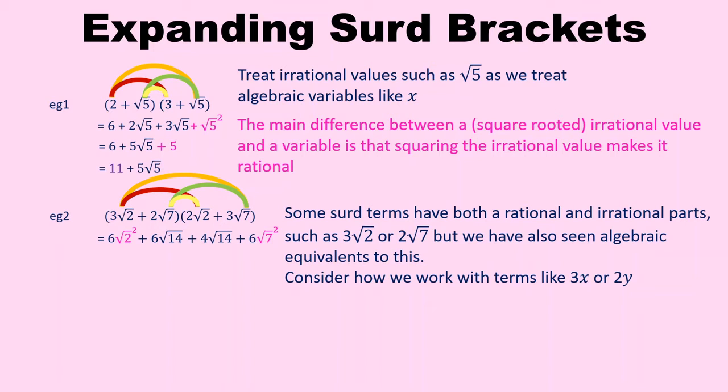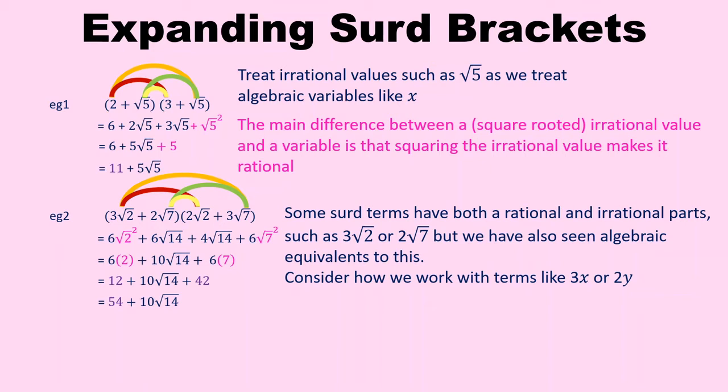And my 2 like terms in the middle, 6 root 14 plus 4 root 14, can be grouped together to make 6 plus 4 is 10, so 10 root 14. So I've got 6 times 2 plus 10 root 14 plus 6 times 7. Let's simplify that a bit further. My rational numbers become 6 times 2 is 12, and 6 times 7 is 42. And I can group my rational numbers together. 12 plus 42 is 54. So I've got 54 plus 10 root 14.